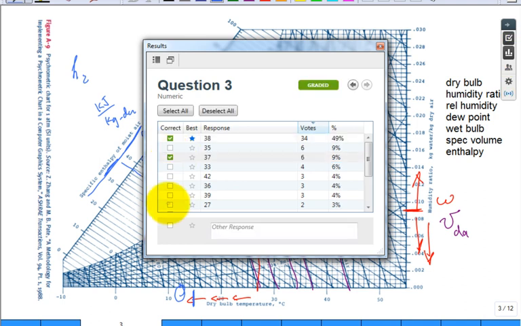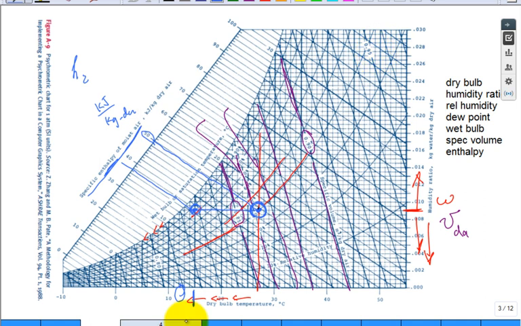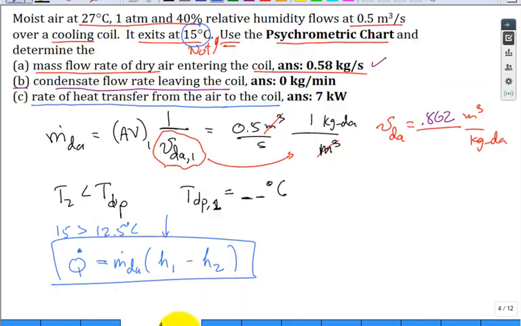38, 37. Should we give 36 credit or not? No? How about 39? Okay. These are really good numbers. All right, done. They're not here. They're just inputting junk.